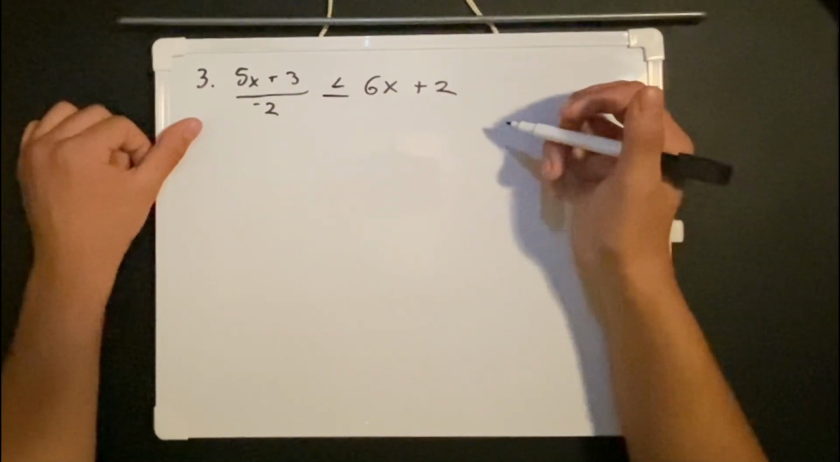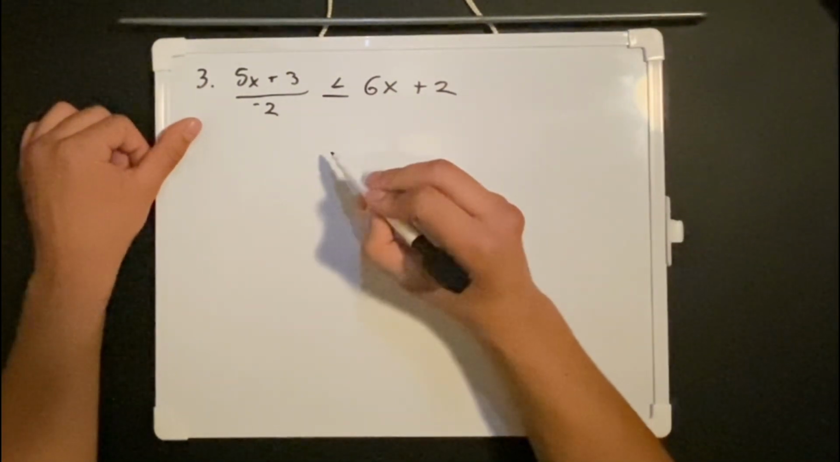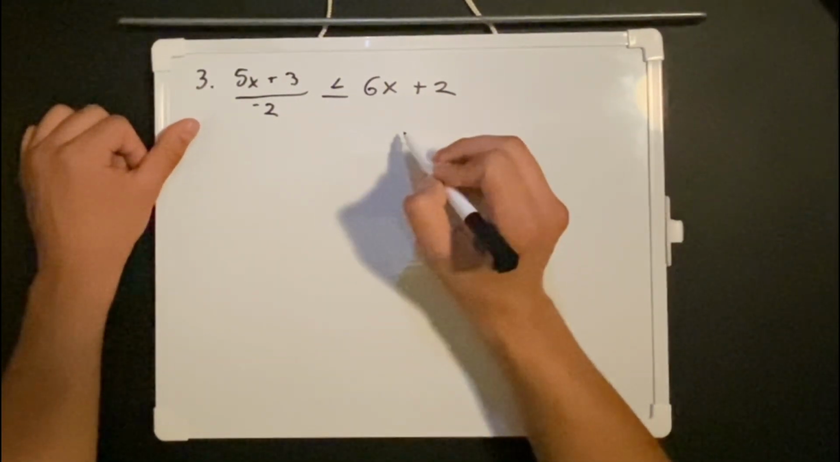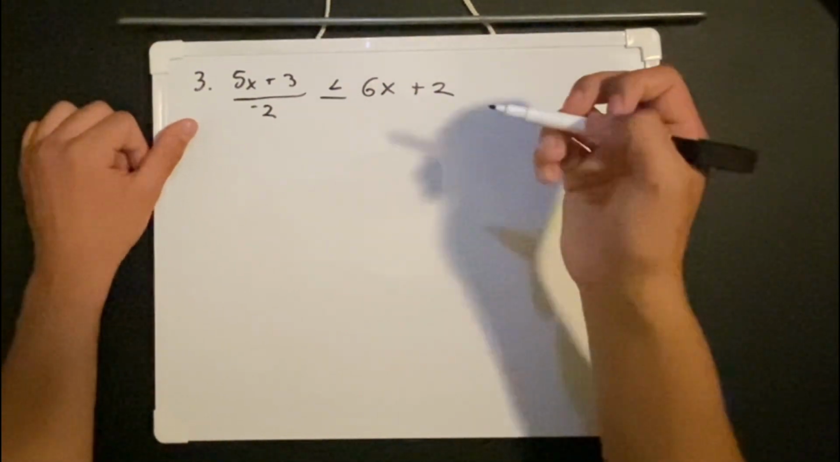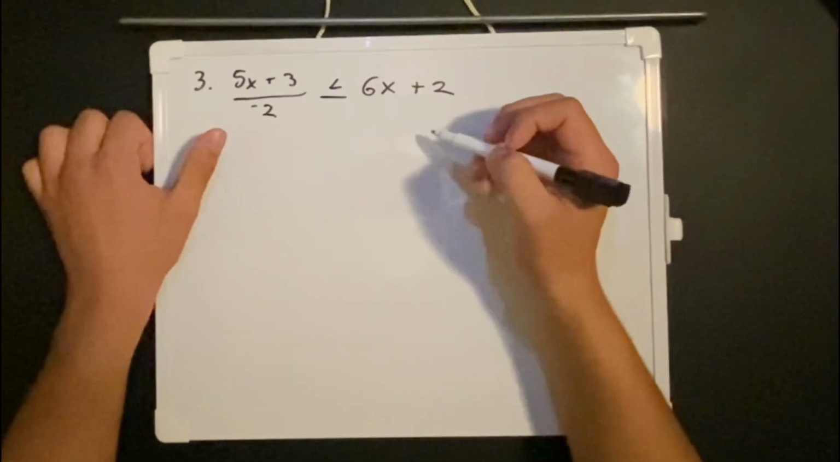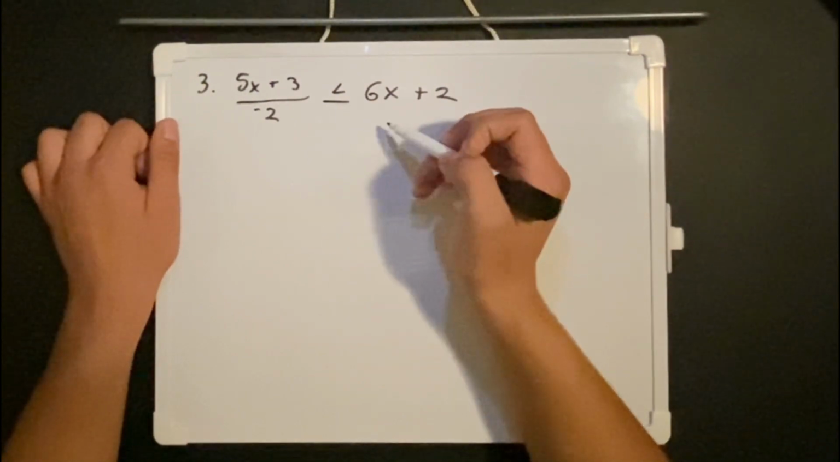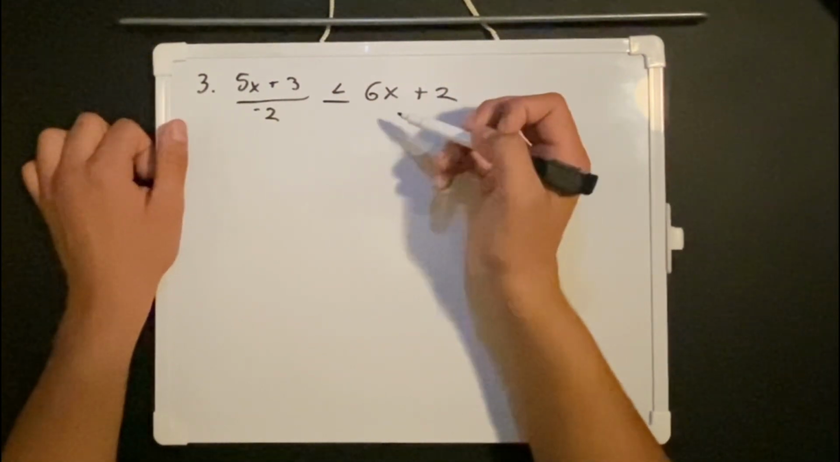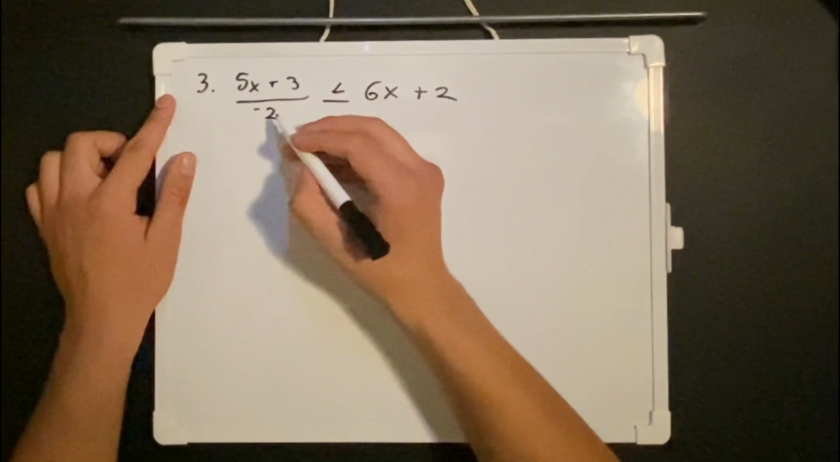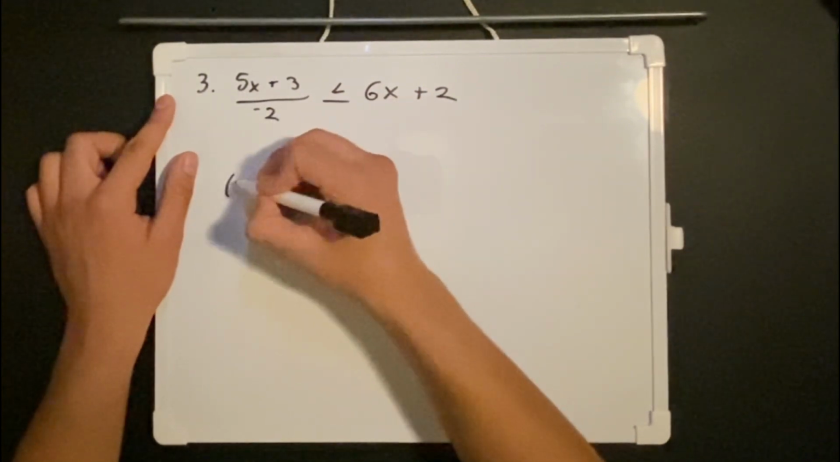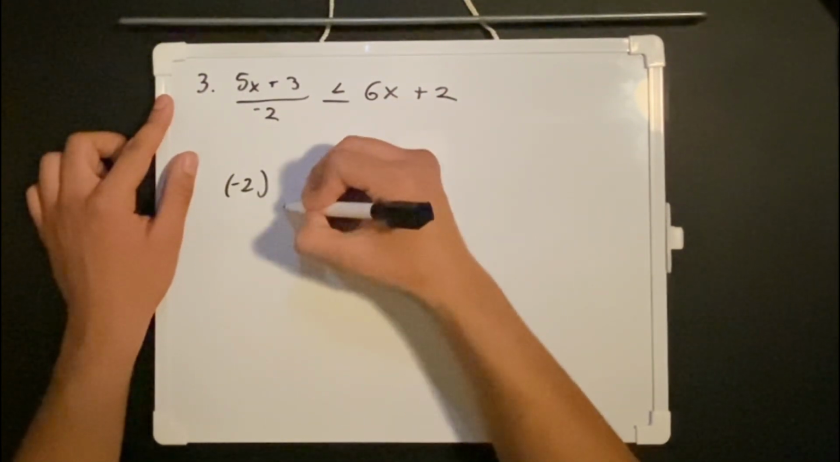For question number 3, we have (5x + 3)/-2 is less than or equal to 6x + 2. In our previous example, we did not have a fraction, and yet we were still able to simplify and get x by itself. So how can we simplify this? First, we must cancel out the -2 by multiplying by -2.